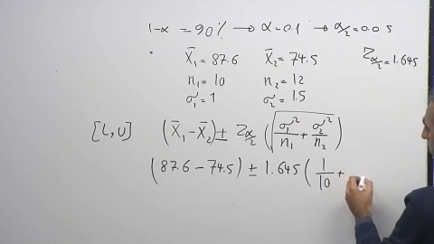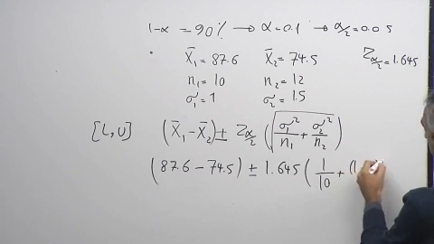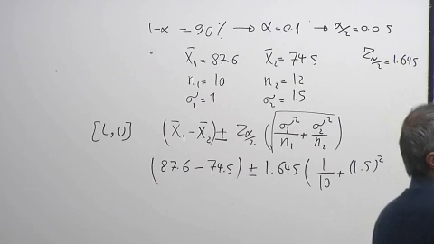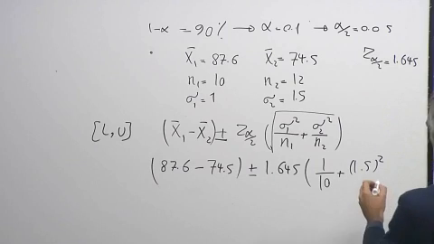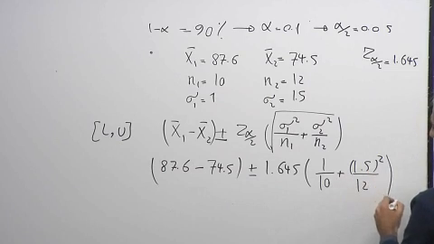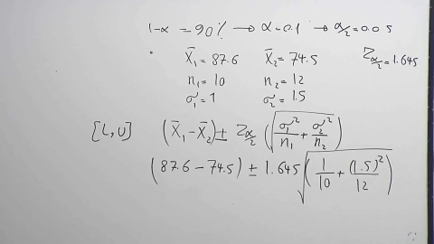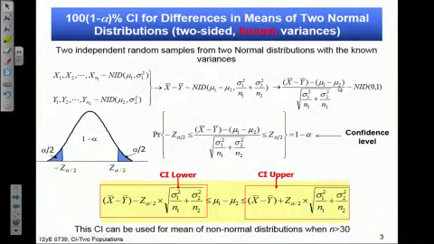Sigma 2 is 1.5 squared. Is it the variance or standard deviation? It is the standard deviation, divided by N2, which is 12, and the square root of that. Okay, so basically I'm using this equation. If I go back, I'm using this equation. And I can get lower and upper bound for this.